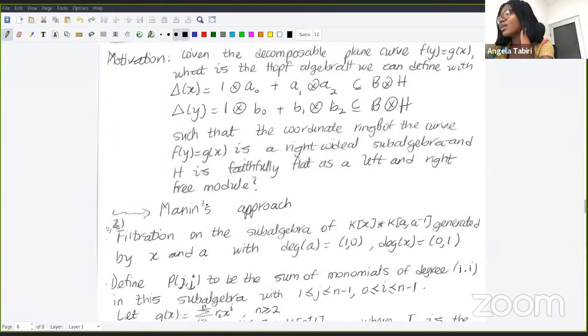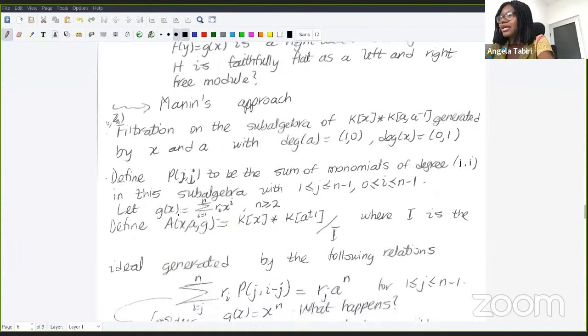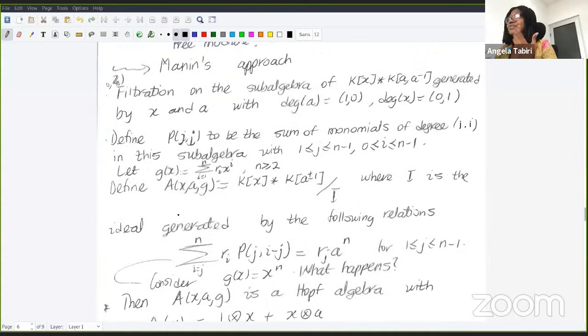This whole approach of finding a way of defining a Hopf algebra such that you want some relations or things to hold is attributed to Manin. He has a paper where he discusses this, so if you'd like to check it, you can. Okay, so now let's see how this Hopf algebra AXAG is constructed.